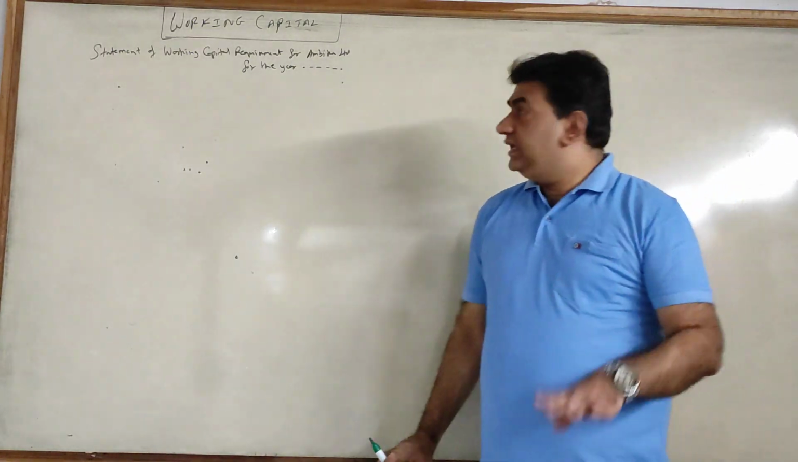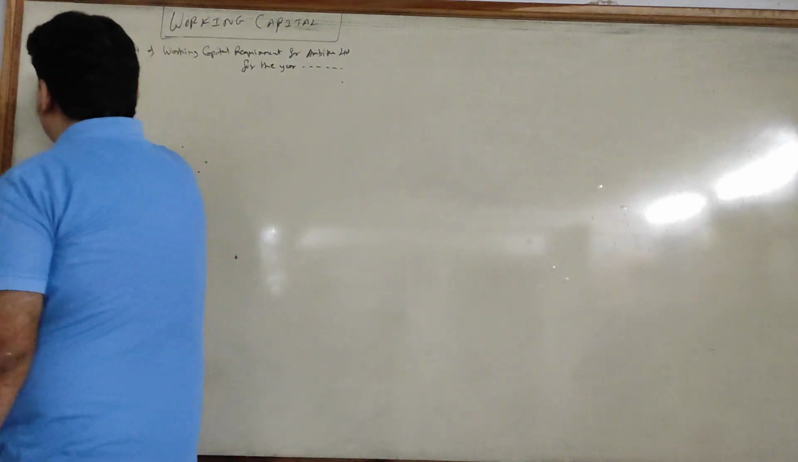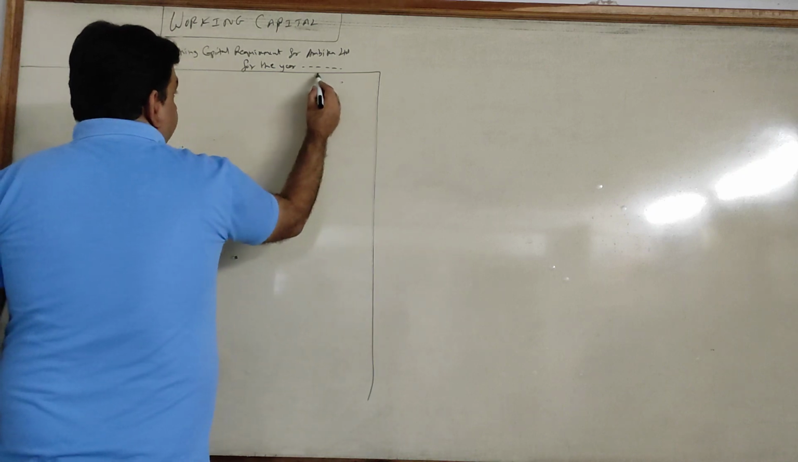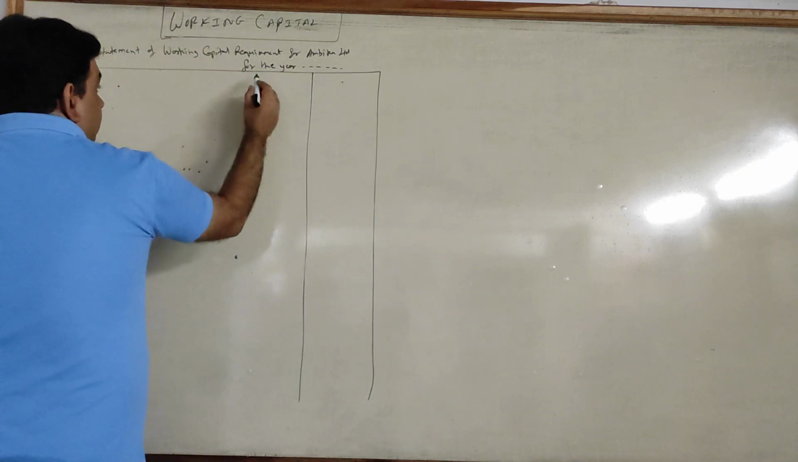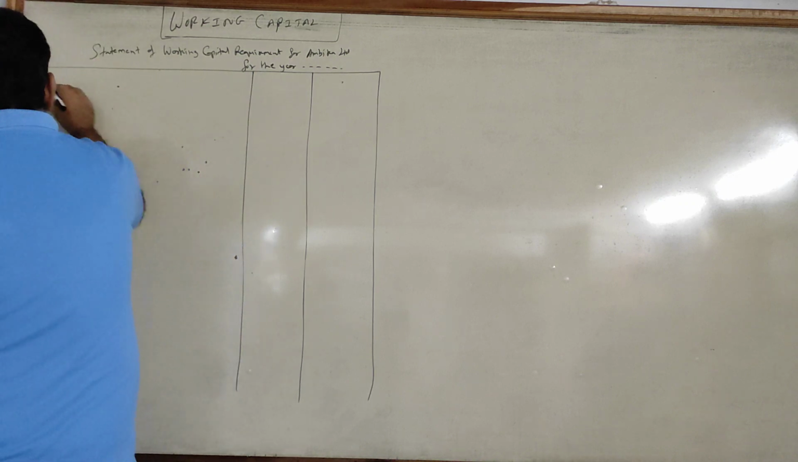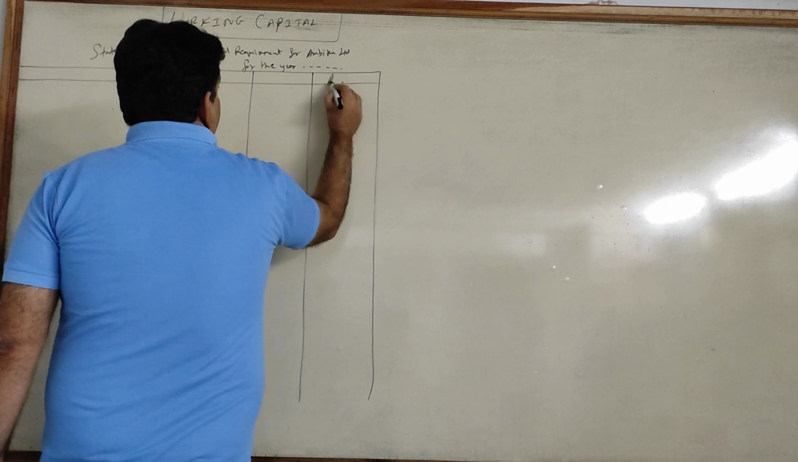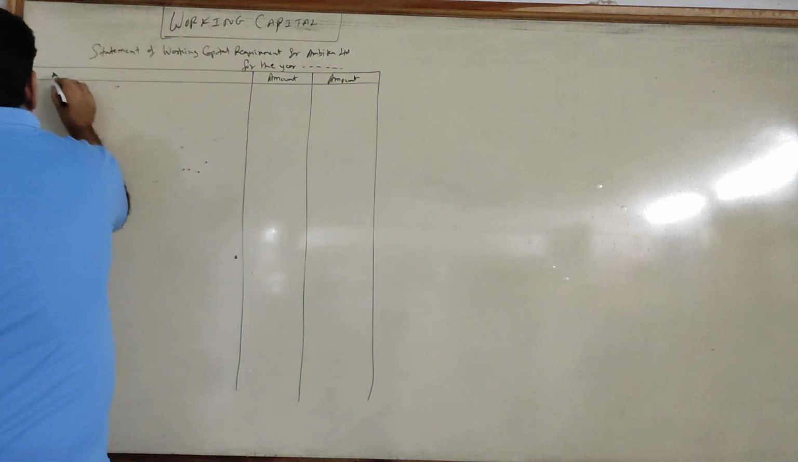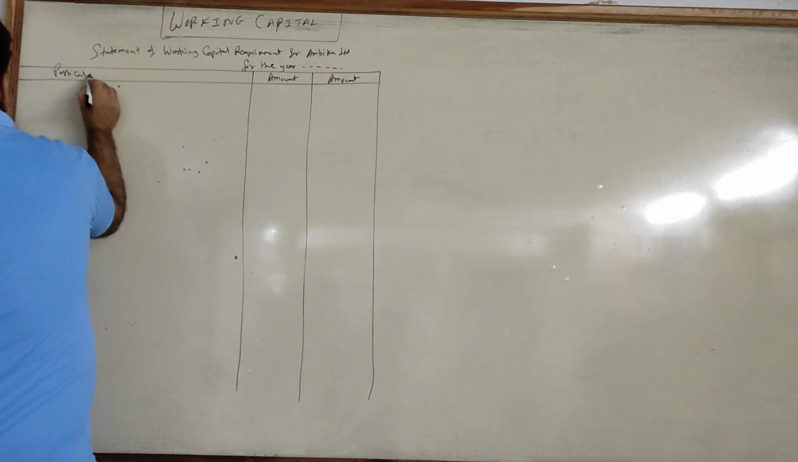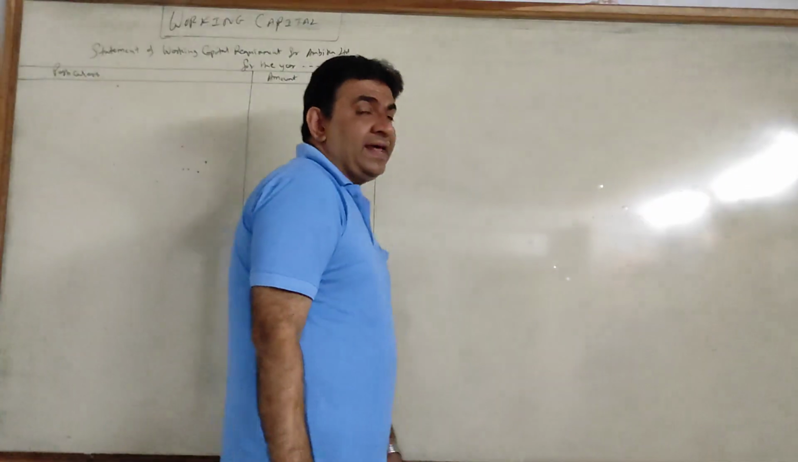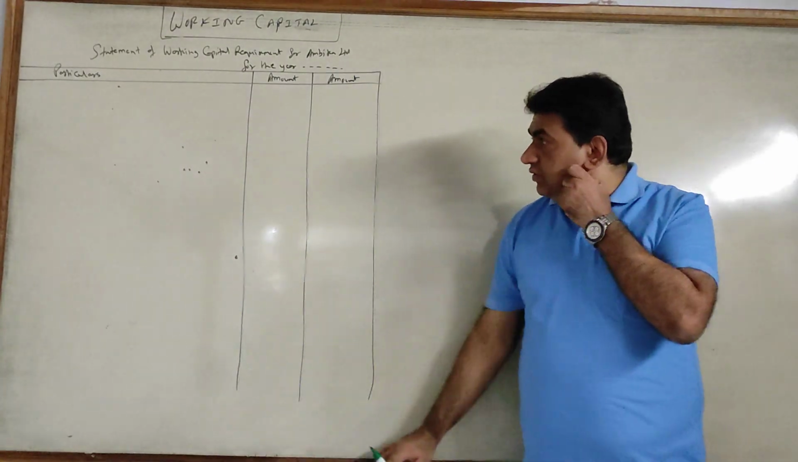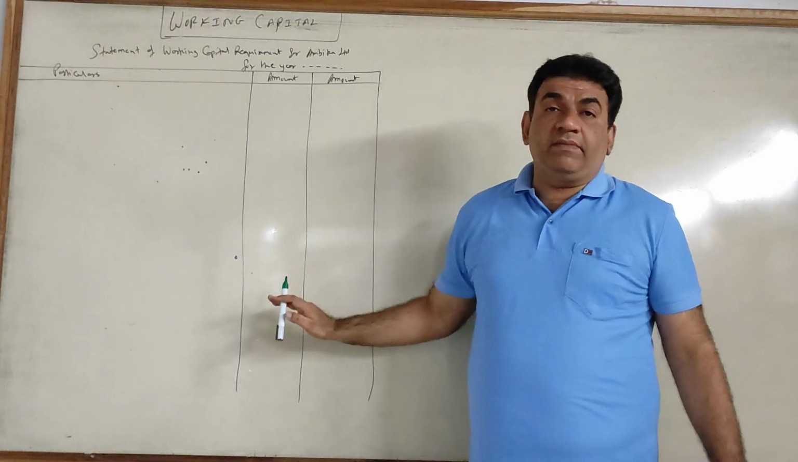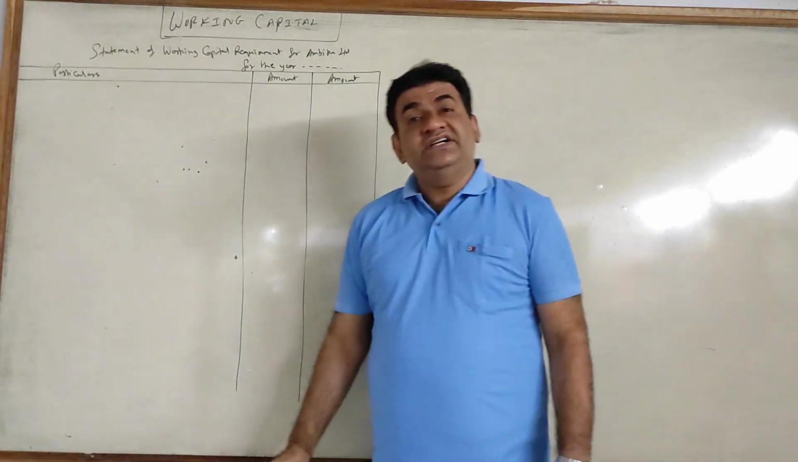Now, there will be a table. It's like a journal, but not exactly a journal. In every sum, you will prepare this. The length will keep on changing according to the size of the question. But here we are doing a purely basic sum, so you will require a little more than half a page, and below there will be a working note. So: particulars and a double column of amount. This is not a journal, this is just a statement.